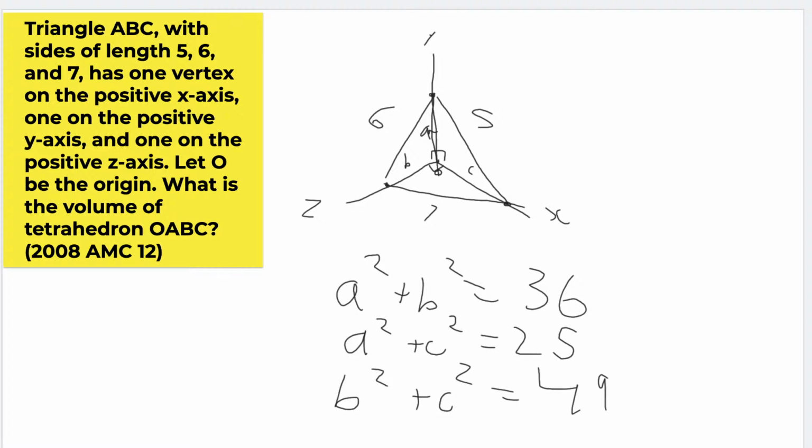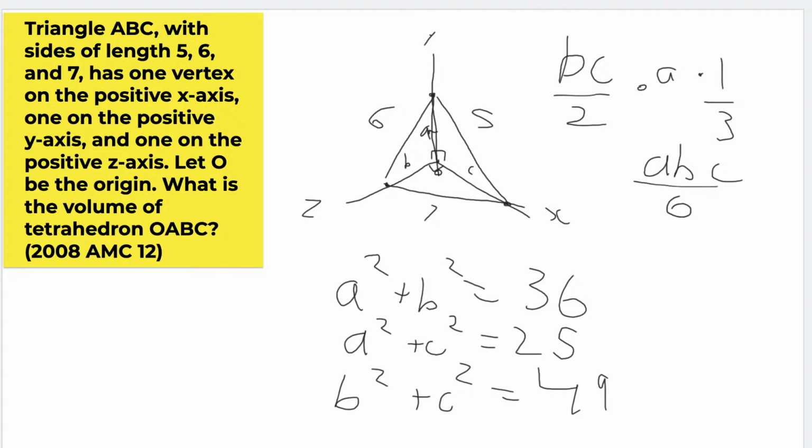Note that the volume of the shape is just B times C, the area of the triangle, over 2, times the height A, times 1 over 3, which means the volume is just ABC over 6. So that's what we're looking for. Now, we have 3 variables and 3 equations. This is just a simple algebraic problem now.